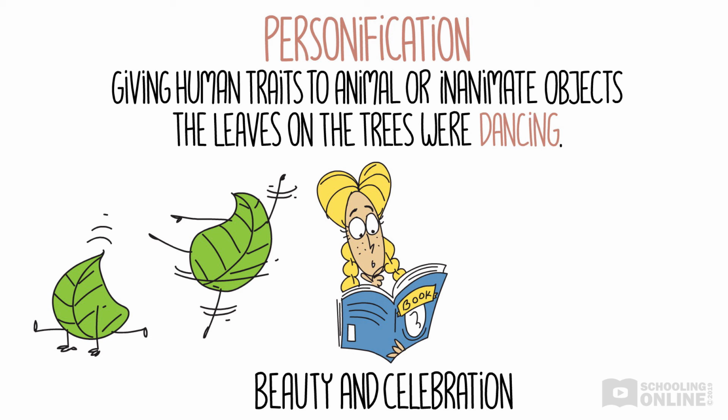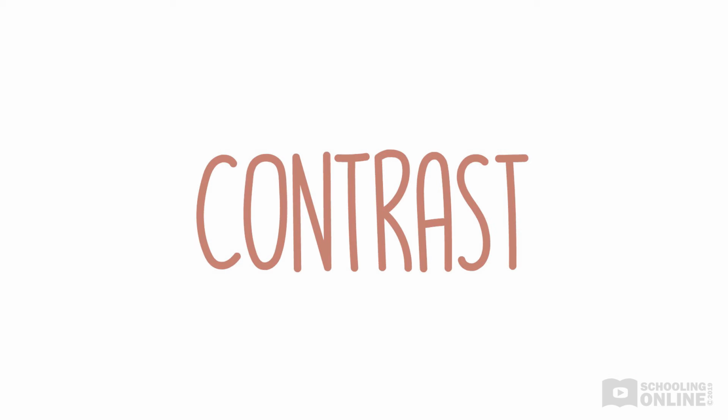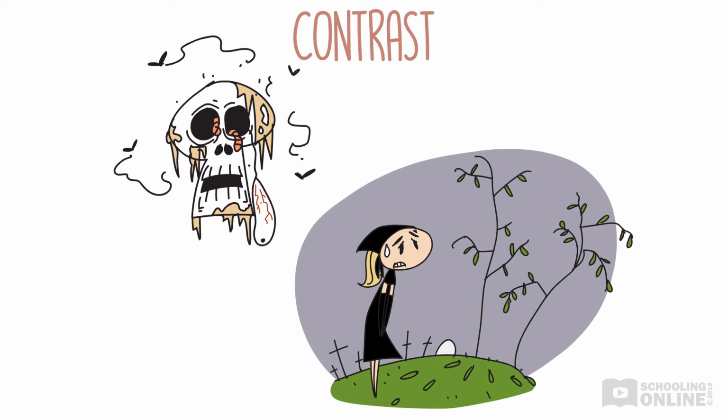Or perhaps the author is trying to suggest that the character looking at these dancing leaves feels joy in this landscape. By contrast, if the leaves were described as rotting corpses, that'd also be personification because it would describe the leaves like humans, but instead of thinking about beauty and celebration, you would picture the landscape as cold and hostile, or the character in it as lonely or scared.